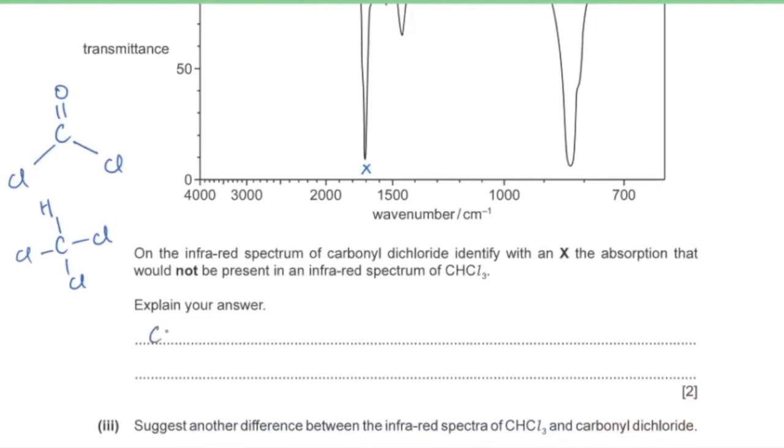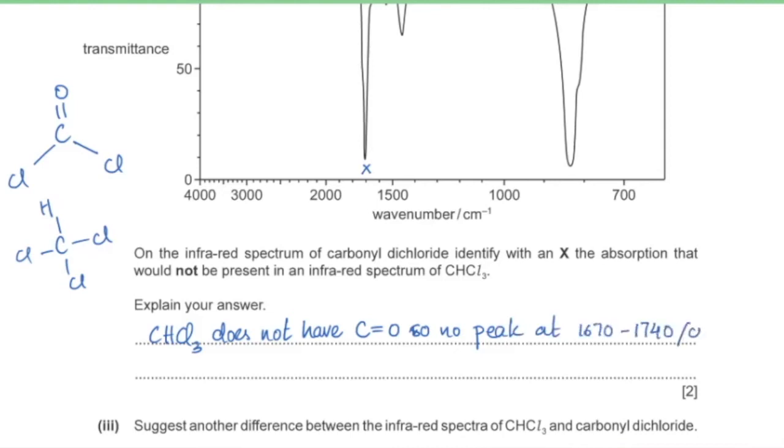So CHCl3 does not have a C=O double bond, so no peak at 1670 to 1740 per centimeters.